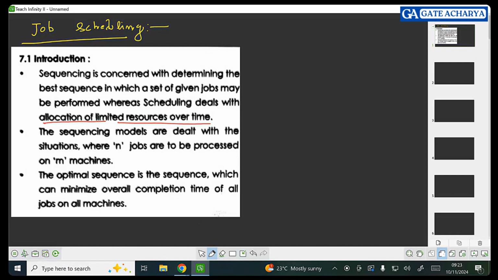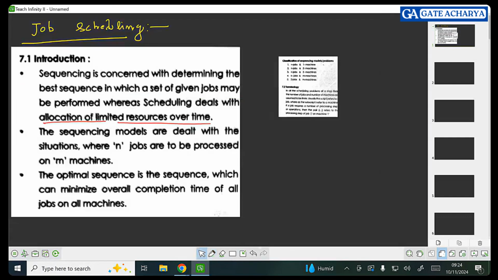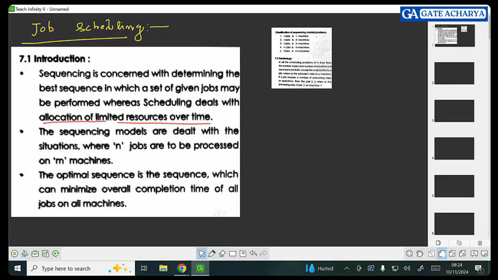Next, the sequencing models deal with the situations where n jobs are to be processed on n machines. We don't know how many jobs are there and how many machines. So based on the n jobs, n machines, we need to allocate. No machine should be idle. No object should be waiting to get the operation, like that, right? The optimal sequence is the one which can optimize the overall completion time of all the jobs on all machines. Okay, right. Now let's see what kind of activities we have. Is it okay, or shall we go to the next?